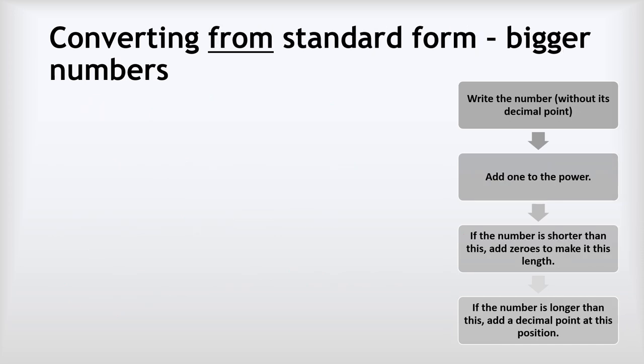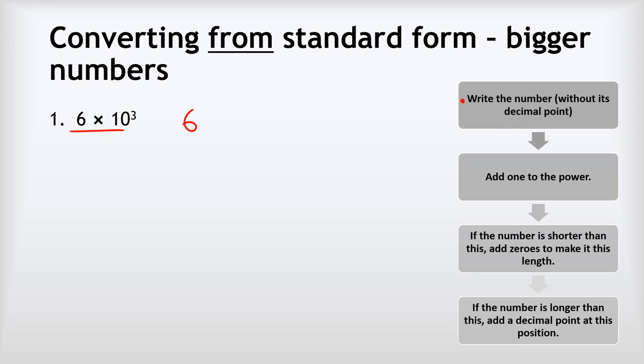Okay, so now we've looked at how to convert numbers into standard form, let's try and look at how we convert from standard form back to being a regular number. So our first example is 6 times 10 to the power of 3. Now, our method here is we're going to start out by writing out the number without its decimal point, if there is one, but there isn't in this case. So we're going to start just by writing the number 6.